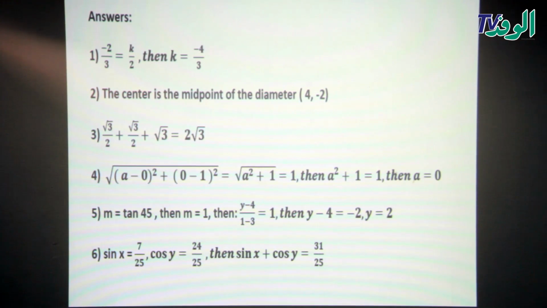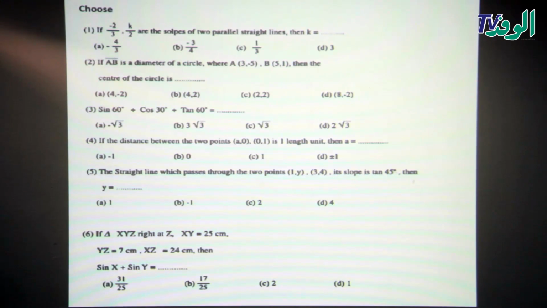Number 1: he set the slope negative 2 over 3 equal to the second slope, which is k over 2. Then using cross multiplication, we find that k equals 2 times negative 2 over 3, which is negative 4 over 3. So negative 4 over 3 is the first choice.